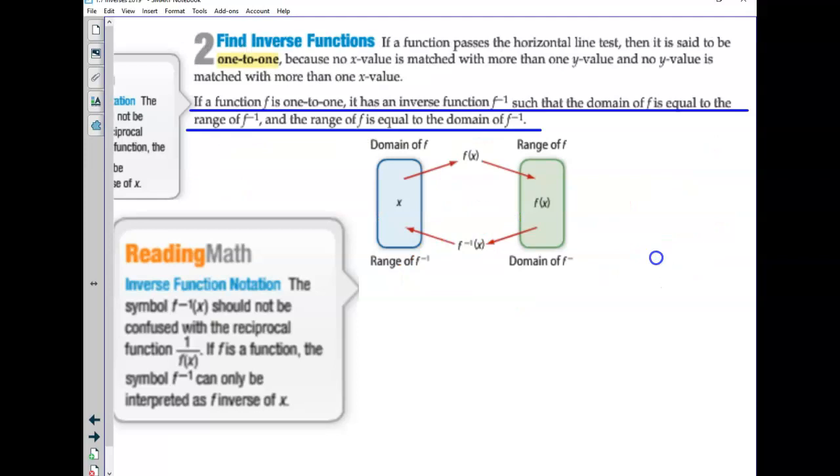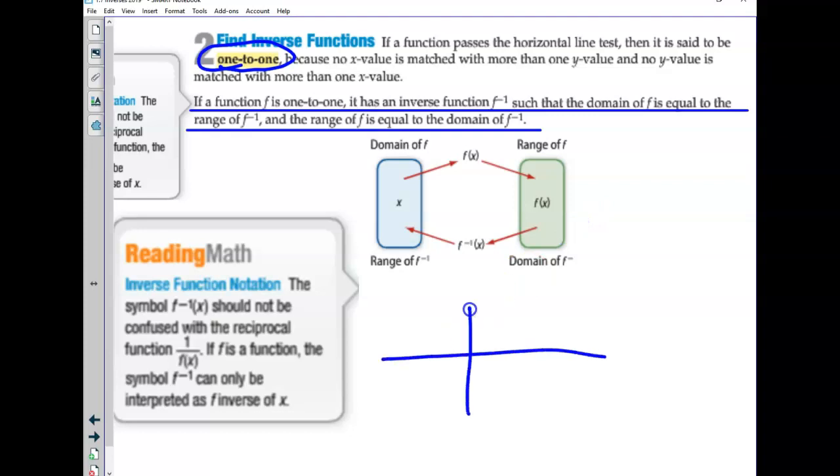This time we're going to actually find the formula, or the equation, for those. If a function passes the horizontal line test, then it is said to be one-to-one. That means its inverse will be a function. If a function is one-to-one, it has an inverse function such that the domain and range also switch.